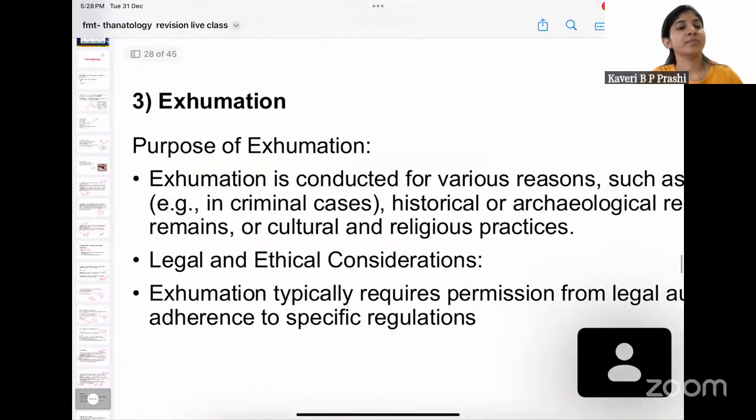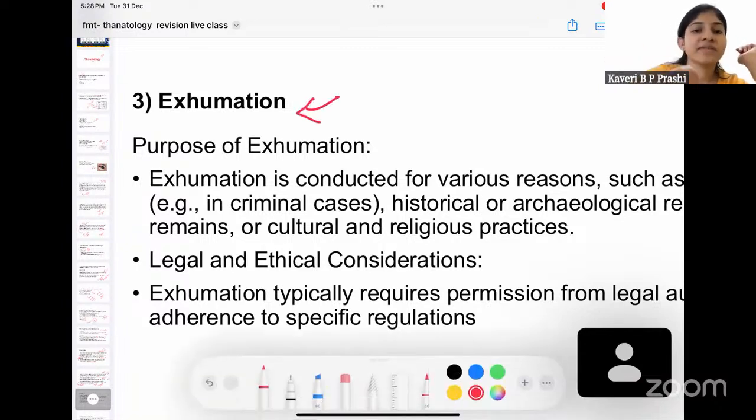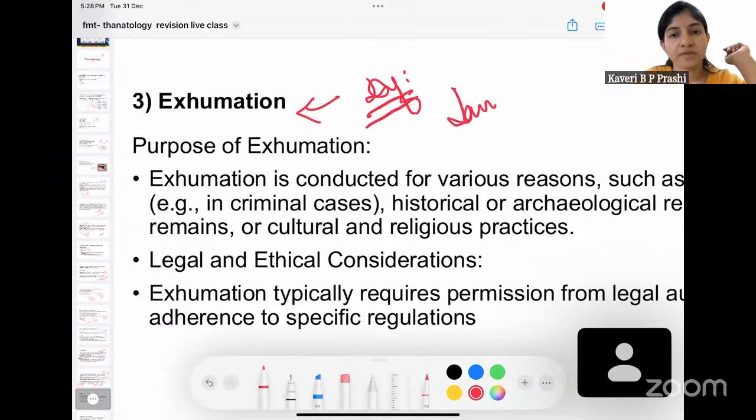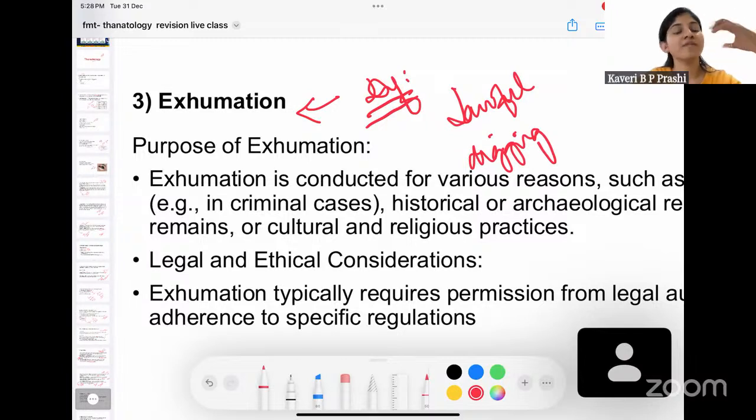Next question. Exhumation. So first you have to understand what is exhumation and what is the purpose of exhumation. Okay, so coming to the definition, exhumation means it is lawful. Firstly, understand it is done under law, and nothing is illegal here. Everything is done under law. Lawful digging of the dead body after it has been buried. Lawfully, when you dig the body that has already been buried, it is called exhumation.